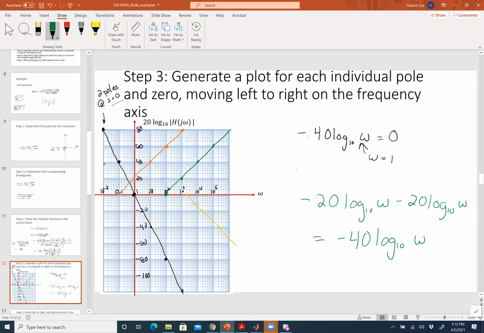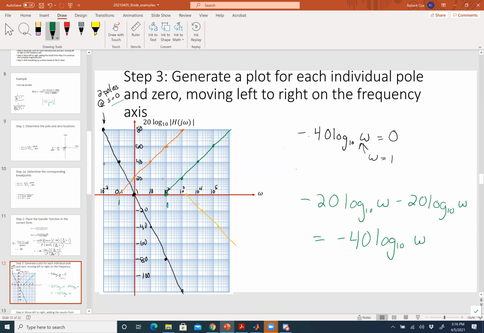So what I typically do is I start out knowing that I'm falling at negative 40 dB per decade as I move from left to right. And then I look at where the breakpoints are, and I think to myself, how many poles and zeros are active between those breakpoints? When I say active, I mean they're rising or falling, they're not flat. So let's say between 0.1 and 100, what do I have? How many poles between 0.1 and 100?